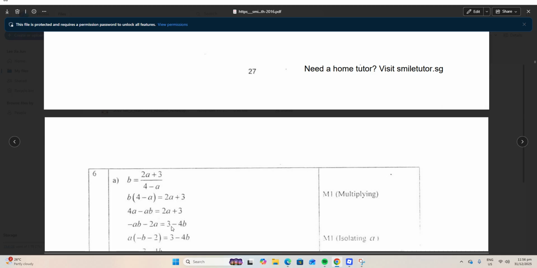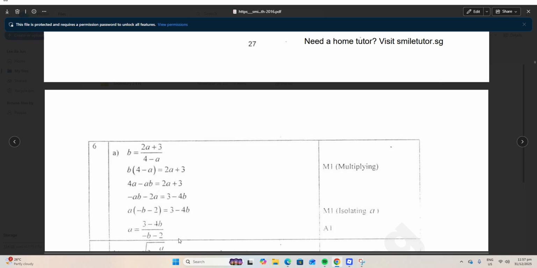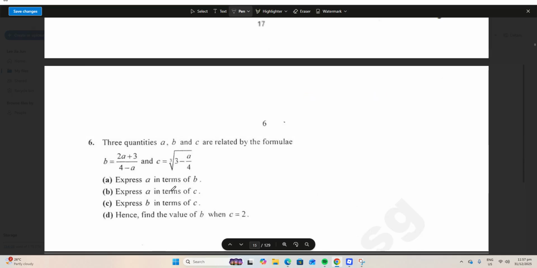Okay, so you put all the B on one side, then you got the A, right, because you want to make A the subject of the formula, right? So you factorize the A out. Make all the terms that have A on one side. So you factorize the A out, then you get this. Then now you can bring this over. So it becomes 3 minus 4B over minus B minus 2. So it becomes like that. Get it? Okay. Express A in terms of C.